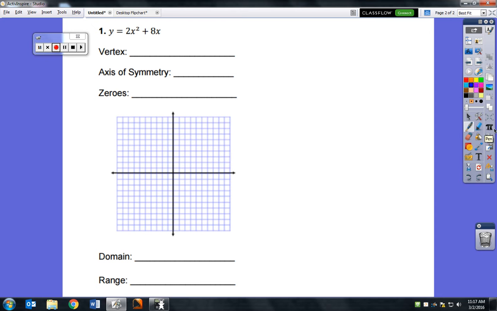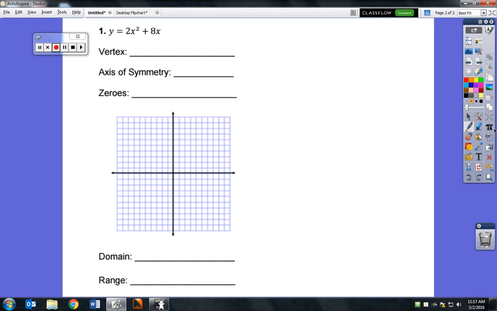So we're looking at question number 1, and we are being asked to graph our quadratic, 2x squared plus 8x, and we're looking for specific parts of it. We're looking for the vertex, the axis of symmetry, and some zeros if it has any. We also need to find the domain and range of this function. So here's what we're going to do.